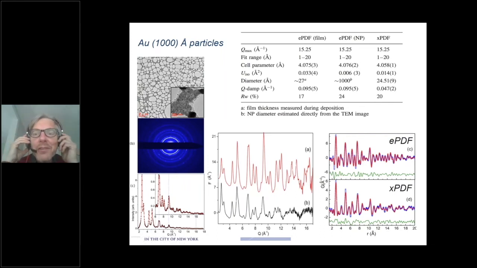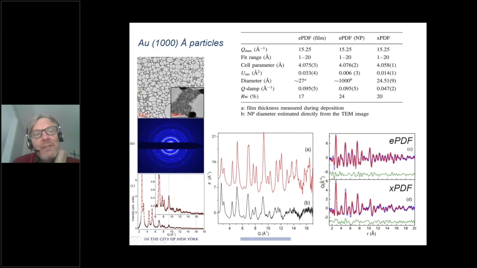And so we were able to show that you can apply all of these PDF methods that we've been developing for X-rays to the electron case. Now you do have to be careful because the scattering coming from an electron microscope is not perfectly kinematical. There are dynamical effects, and that doesn't change the positions of any of the peaks in the PDF, but it does change some of the relative intensities.